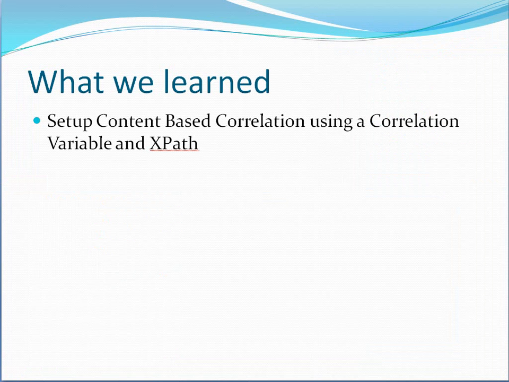Let's take a look at what we've learned in this video. We saw how simple it was to set up content-based correlation using a correlation variable and xpath parameters. And we saw how we define these on both the send and the receive activities.